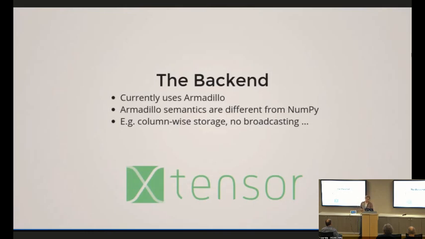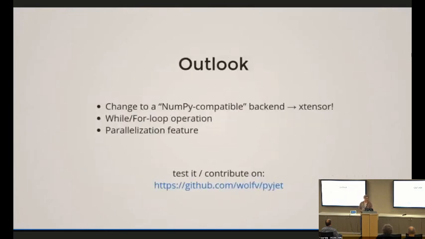So I came across the Xtensor project, which I'm going to talk about later, which hopefully will solve these things in the future. And so the outlook for Jet is currently that we would love to soon switch to a NumPy compatible backend like Xtensor, and then we're currently lacking some sort of loop operation. From TensorFlow, you probably know that they have a while loop. So we'd like to implement basically the same idea.